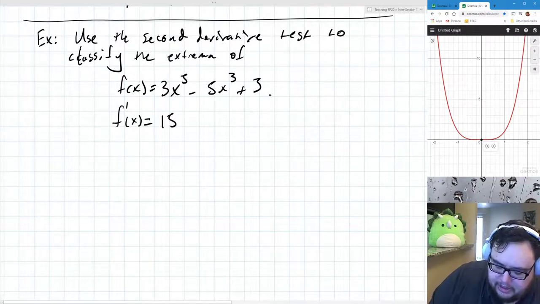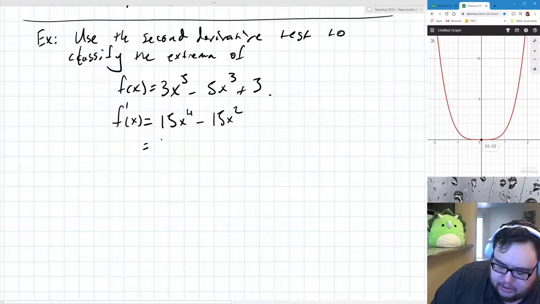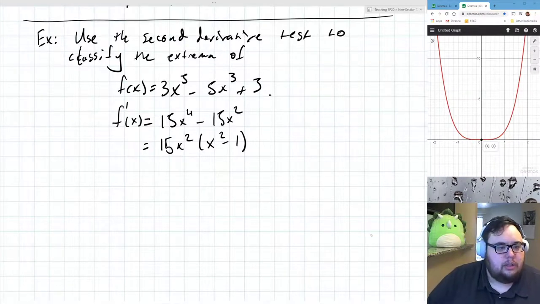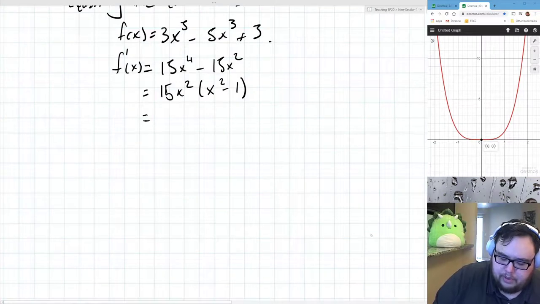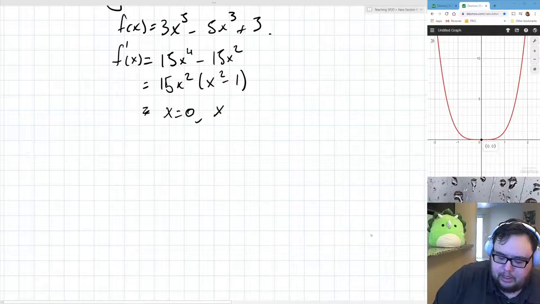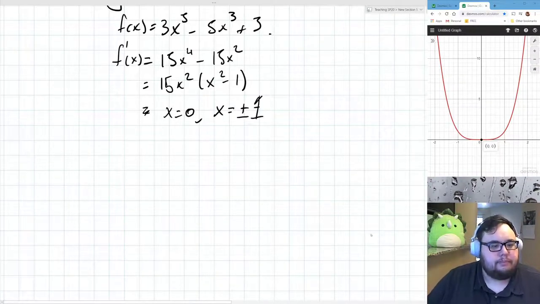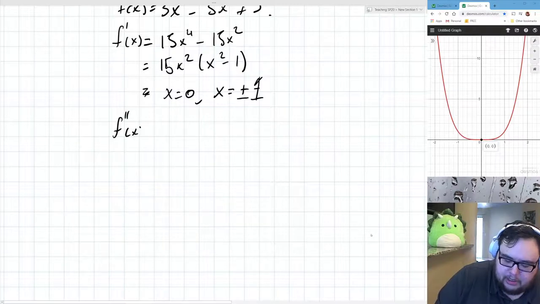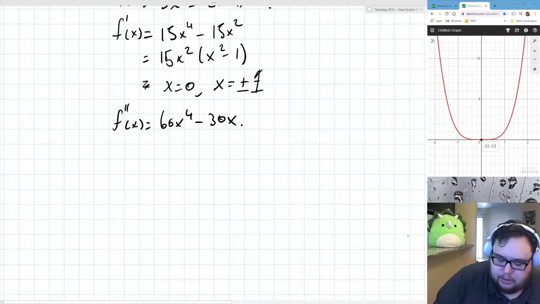We get 15x to the fourth minus 15x squared, which factors as 15x squared times x squared minus 1, which gives us critical points at x equals 0 and x equals plus or minus 1. The second derivative, f double prime of x, is 60x to the fourth minus 30x.